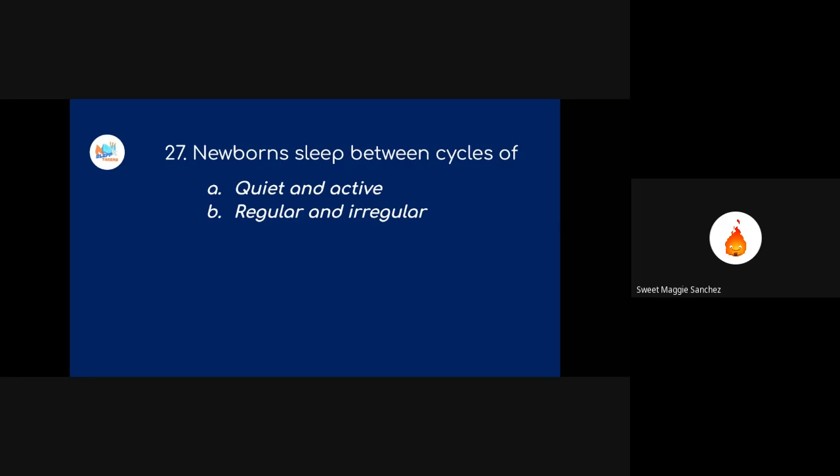Question 27. Newborns sleep between cycles of quiet and active and regular and irregular. So, yes, it's another trick question. So, both answers are correct. Quiet means yung quiet paired siya with regular, no? And or regular, while active is sometimes called irregular. So, nandun lang sa dalawa.